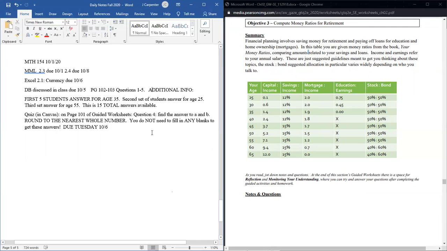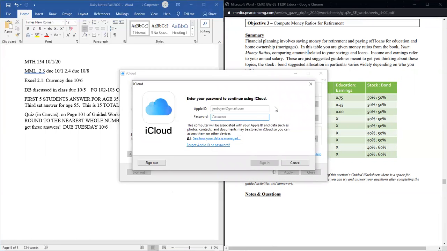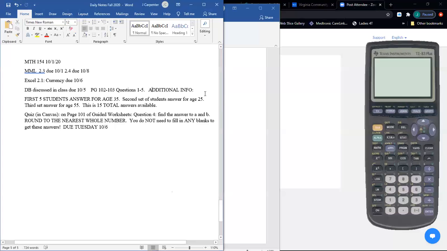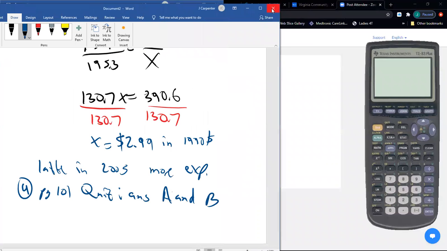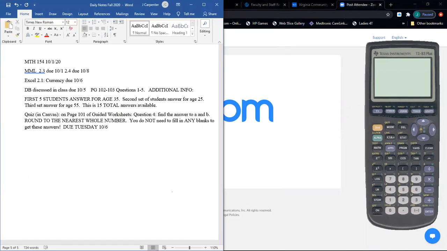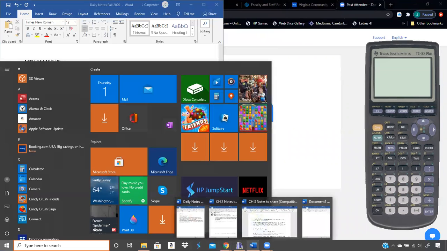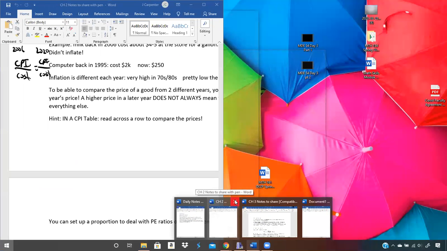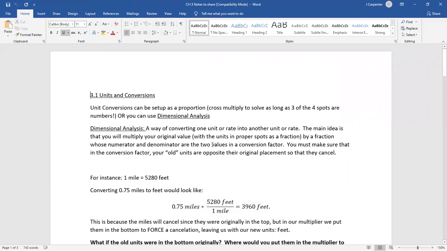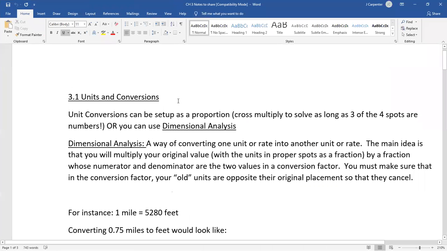All right. Where am I? I think that finishes chapter 2. Boom, we're done. Chapter 2 is done. Chapter 3. Definitely won't finish this section today, given that we have about 20 minutes left. But we will definitely start it.